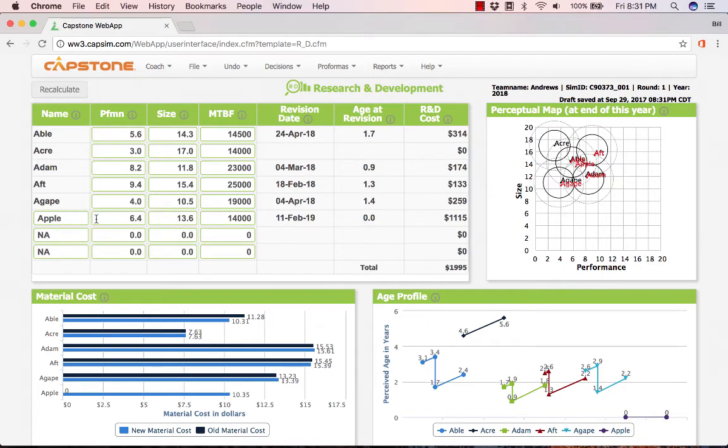I've got Apple, which is going to come out in February of 19, so not next round, but the following round. It's going to be brand spanking new, not much you can do about that. So it'll be a little newer than the folks in that segment want. But look at that, those R&D costs are pretty high. But we got money to borrow.